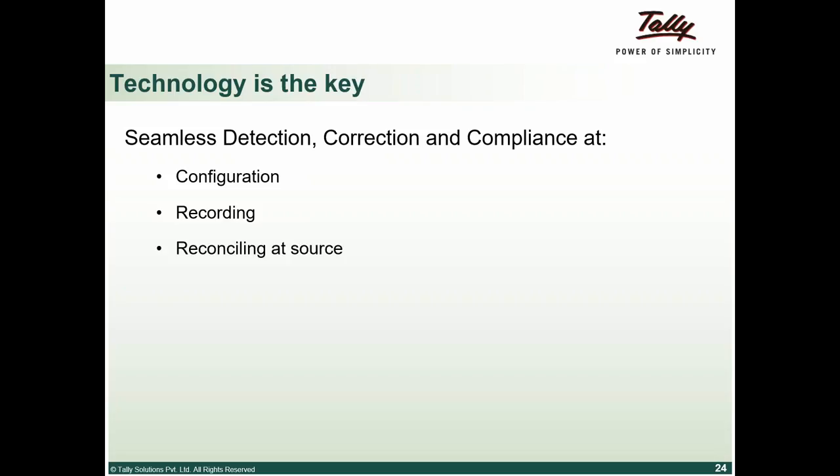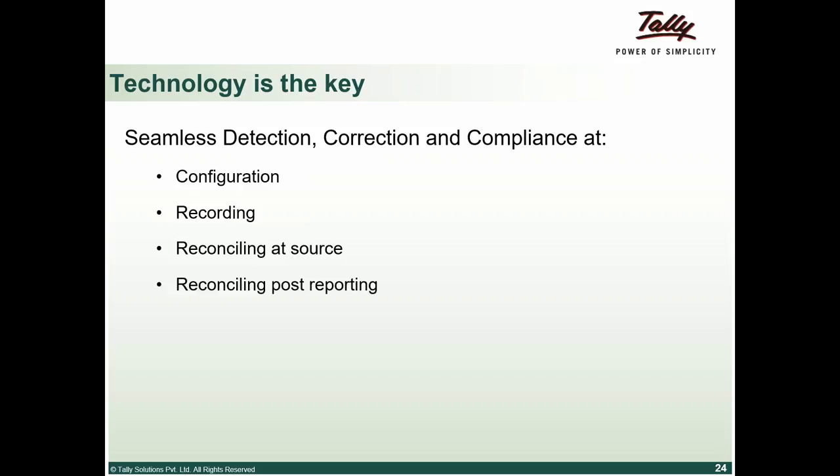So one is reconciling at source. I have recorded my purchases and sales. How quickly can I reconcile and make sure that whatever information GSTR wants, in whatever column they want, is being captured properly in my books of account today, such that I'm able to quickly port it to my GSTR1.